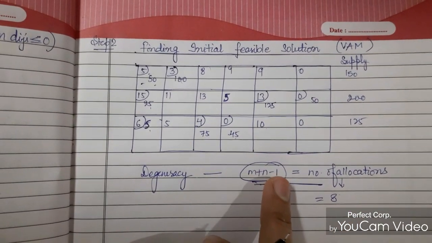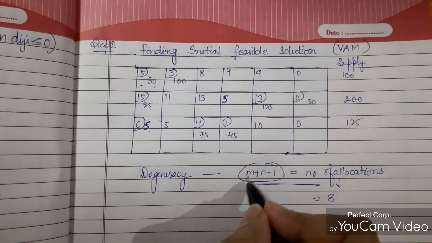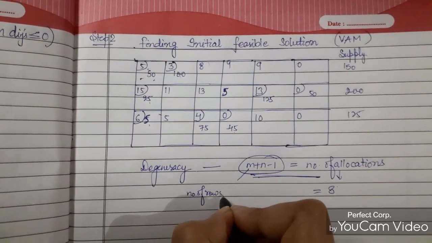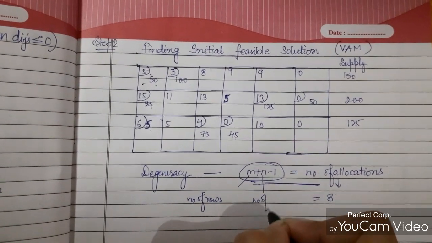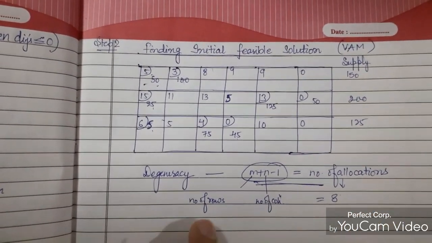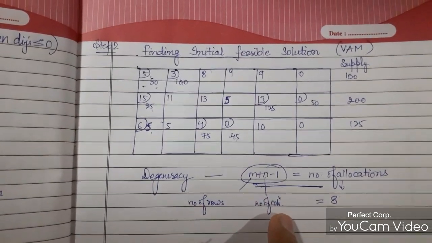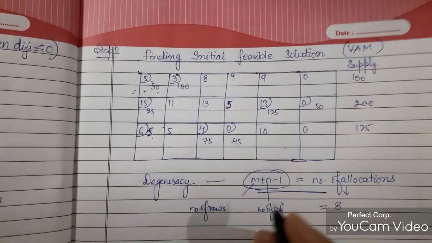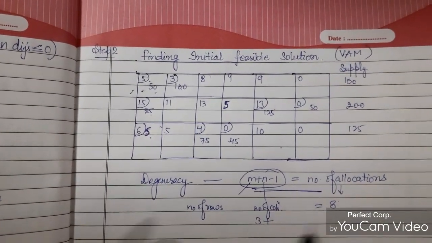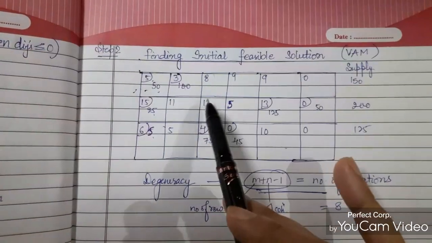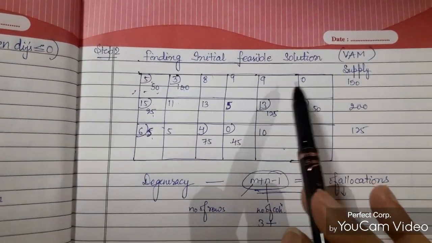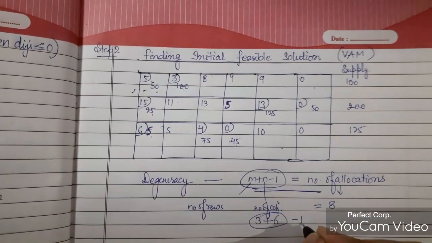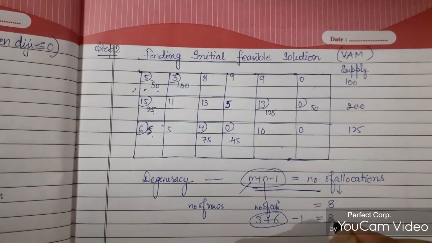Now we will check m plus n minus 1. m is the number of rows and n the number of columns, as I already told you. So let's check the number of rows and columns. Number of rows, as you can see, 1, 2 and 3 rows, plus number of columns 1, 2, 3, 4, 5, 6. That means the total should be 9, and minus 1 should be equal to 8.